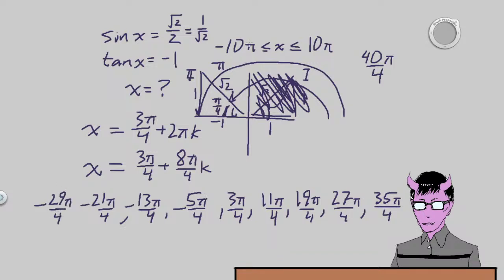We're still above the negative 10 pi restriction, so minus 1 more 8 is going to give us negative 37 pi over 4. And hopefully I did the math right.